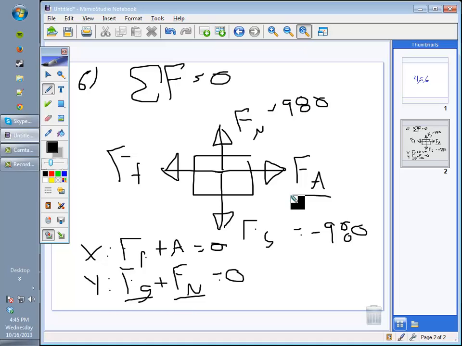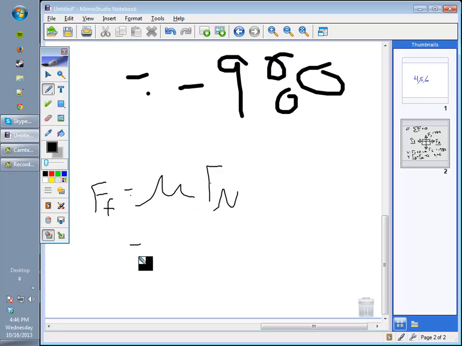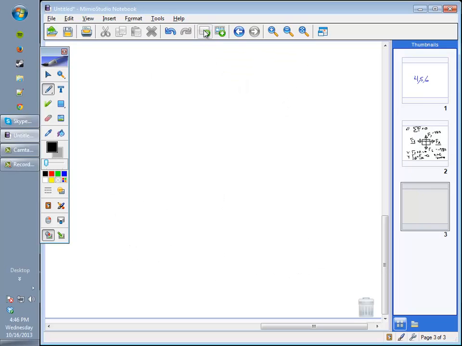Now we're looking for the applied force. So to do that, we need to know the force of friction. So if we zoom in here, remember that the force of friction equation is friction is mu times the normal force. So we know that mu is 0.445, the normal force is 980, and so your force of friction is going to be whatever that multiplies out to be, and applied force is going to be equal to that as well.